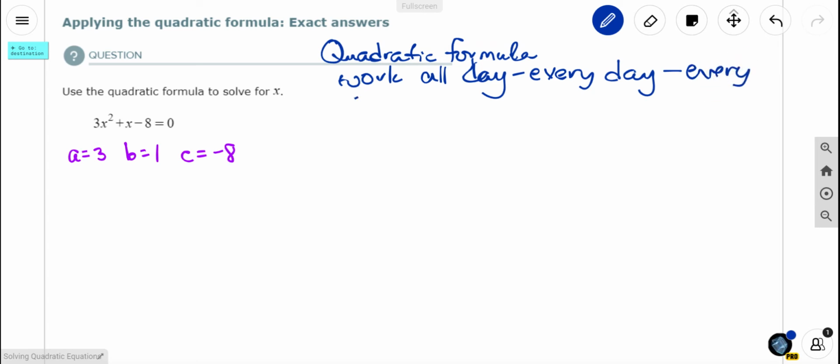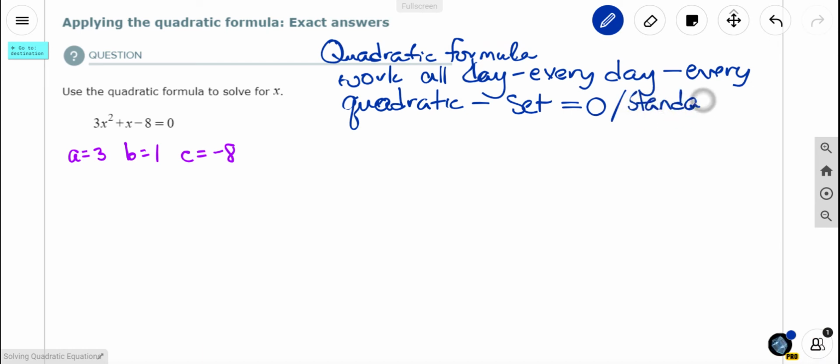Every quadratic. The cool thing about the quadratic formula is there's nothing special about it. It doesn't matter if it's simple, complex, or weird. Once you set it equal to 0, that's the only stipulation. It must be set equal to 0, that's standard form. Then you can define A, B, and C, and then you can use it.